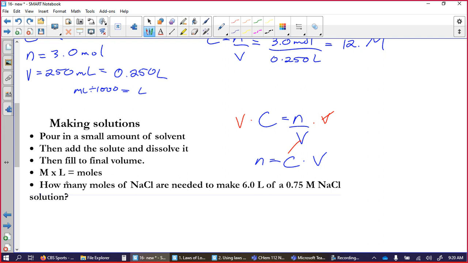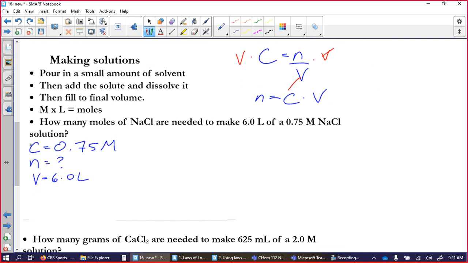How many moles of salt are required to make 6 liters of a 0.75 moles per liter solution? So this time I know concentration, I don't know moles, and I know the volume is 6.0 liters. Well, I can rearrange that. Some people will just remember all 3. If you want volume, you have to divide moles by concentration. Moles equals concentration times volume.